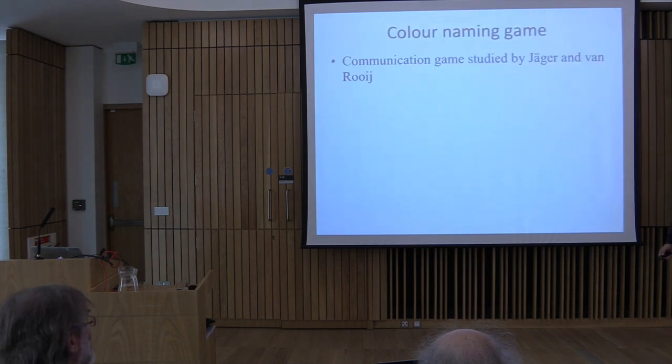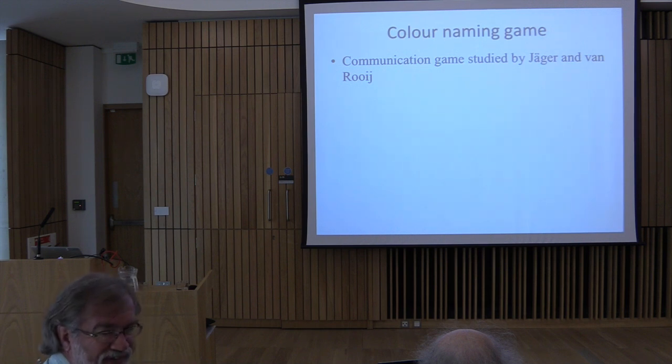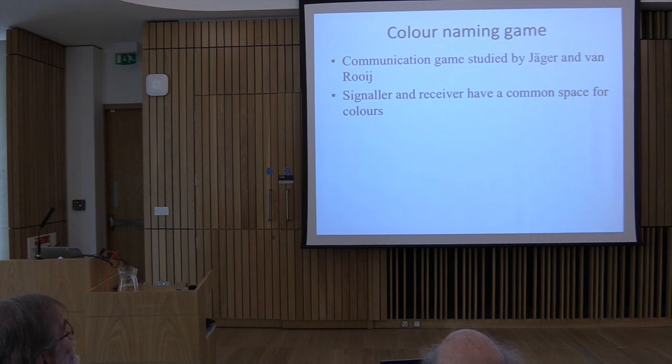Robert is sitting at the back row here, Robert van Rooij, and Gerhard Jäger. They developed a communication game. I don't know if you will talk about it later, Robert, in your talk. Maybe, okay. So let me try to describe it and hope you agree with it. What you have is that they assume that you have a common space for colors. And actually you assume that they have identical spaces.